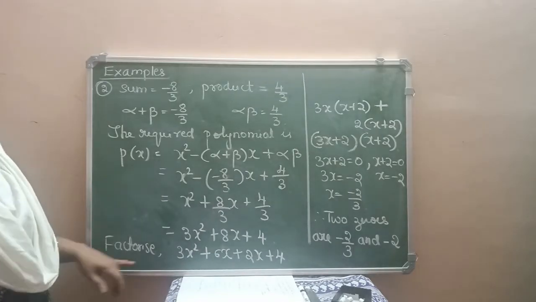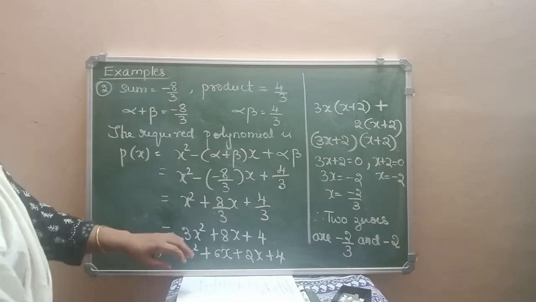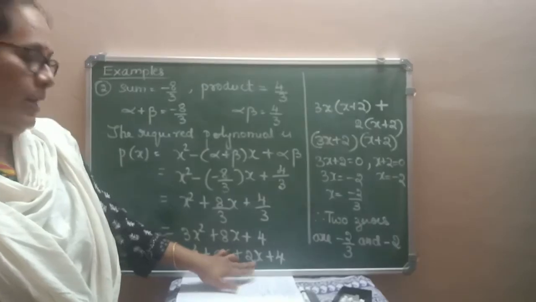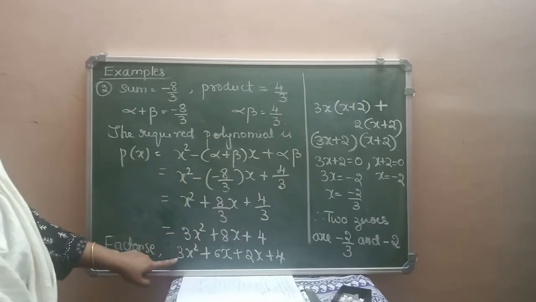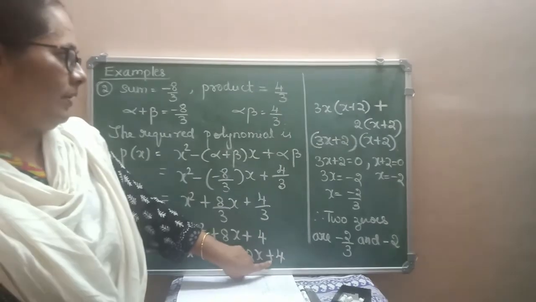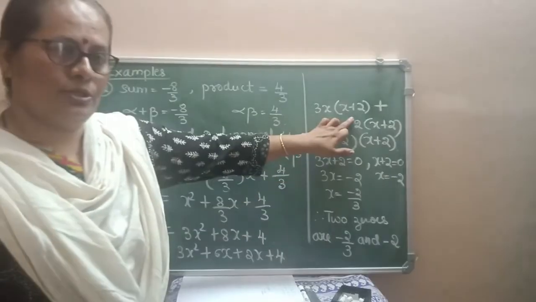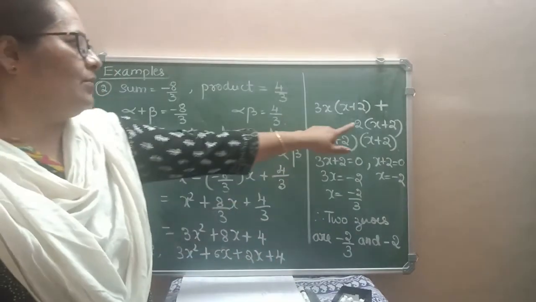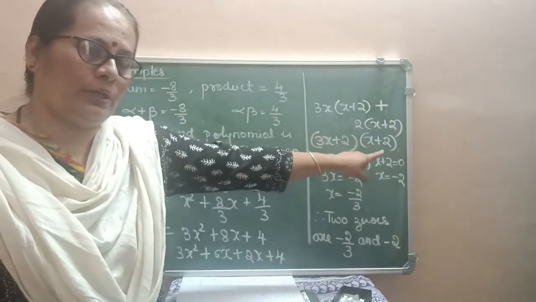Now you have to find zeros of the polynomial by factorization method. So split the middle term 8x. You have to split as 6 and 2. Why? Because the product is 12 and sum is 8. So you can write it as 3x square plus 6x plus 2x plus 4, where in the first two terms 3x is common, so x plus 2, plus in the next two terms 2 is common, so 2 into x plus 2. So 3x plus 2 into x plus 2 are the two factors.